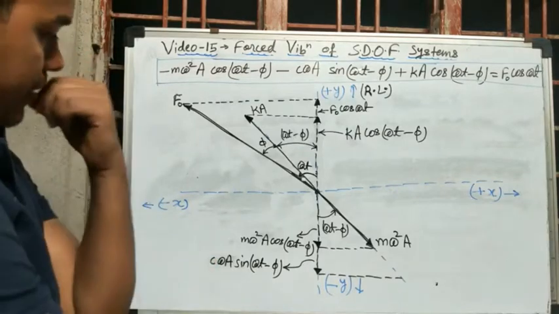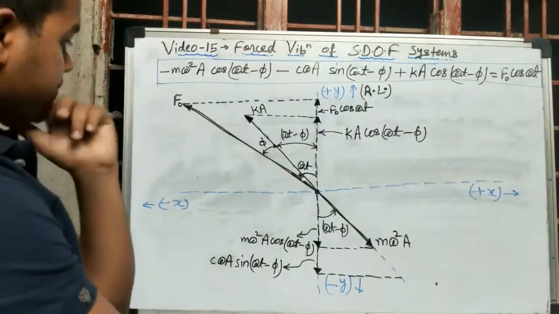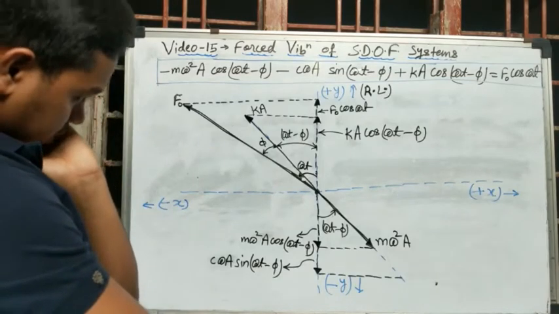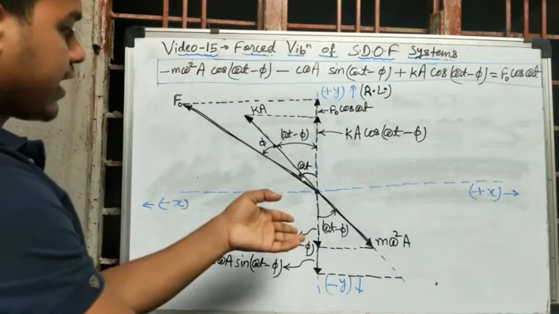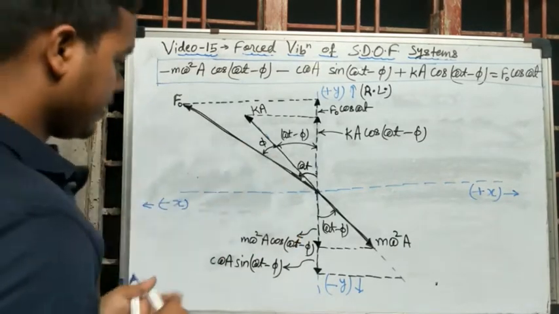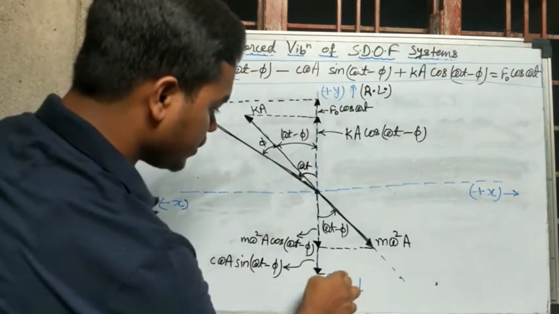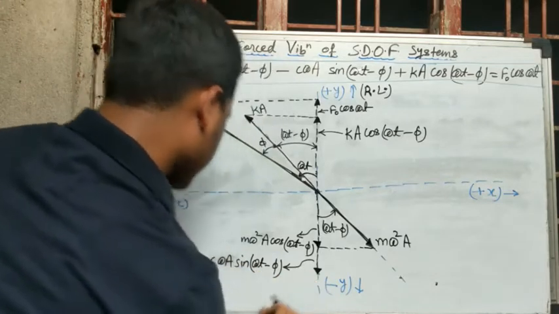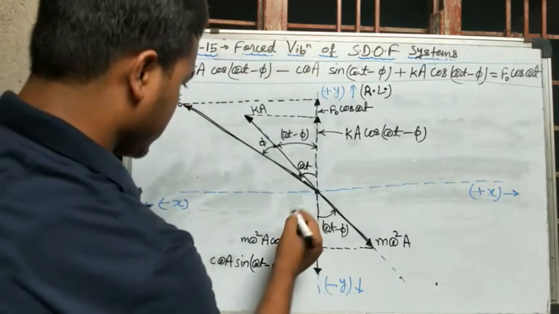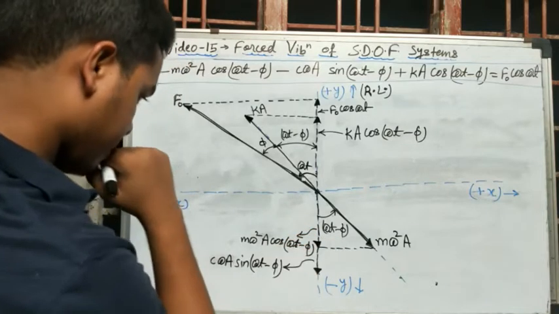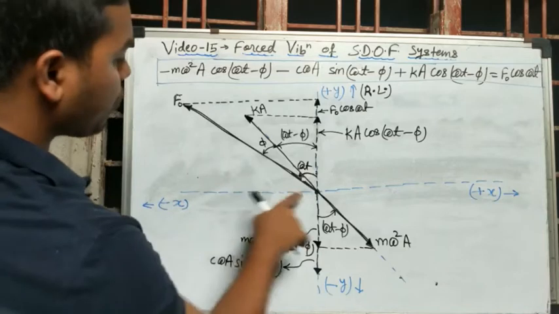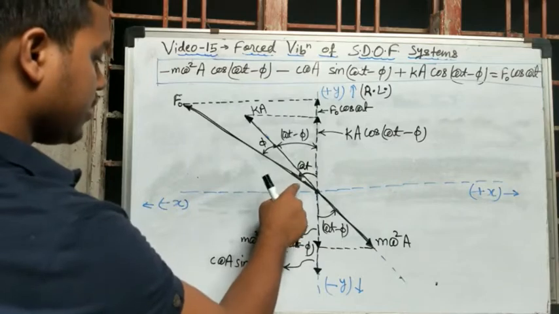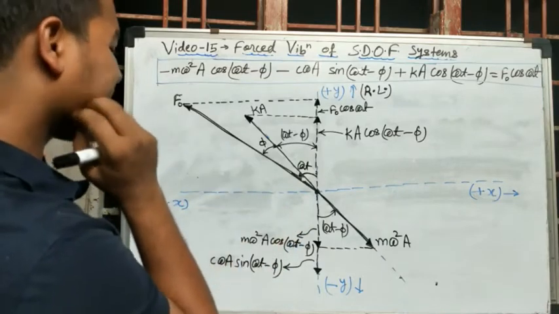It's a sine component, right? Then how should I draw the force? So how can I draw the force? I'll remove this one. What I can do? This is the sine component. That means the cos component will be on the minus x axis. The sine component will be on minus y axis. And the angle from the x axis should be omega t minus phi.